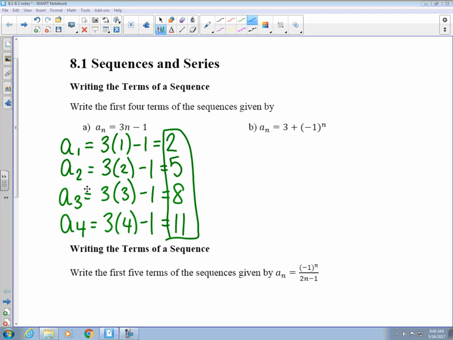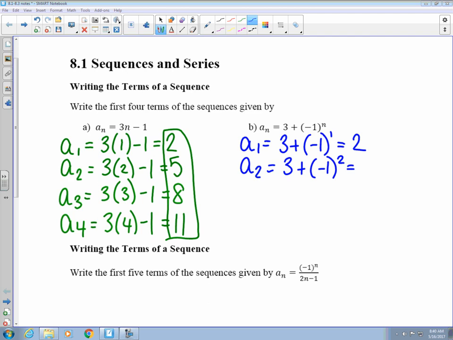Okay, another example of a rule here is a sub n equals 3 plus negative 1 to the nth power. The exponent here is where you're plugging in the different terms. If it's the first four, again we're doing 1 through 4. It will specify if you should start anywhere other than 1. 3 plus negative 1 to the first is 2. 3 plus negative 1 to the second is 4. Between those two, the only thing that changes is that instead of adding a negative 1, you are adding a positive 1, and that's due to the positive or negative exponent on the negative.